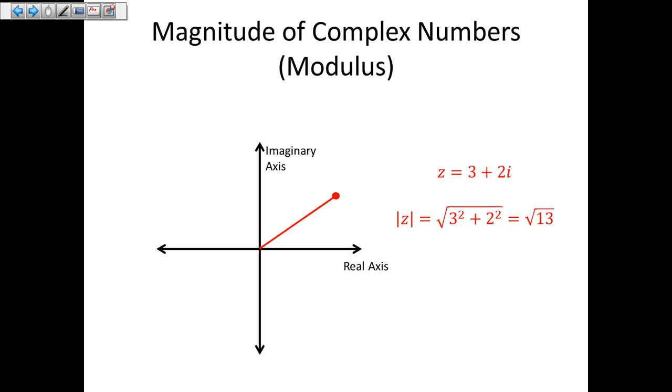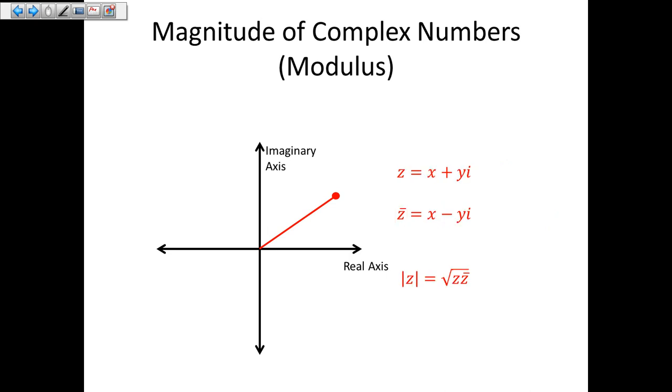Now let's go ahead and find the magnitude of this point if it actually is 3 plus 2i, and that's actually what I plotted. So the magnitude of this complex number is the square root of 3 squared plus 2 squared, which is equal to the square root of 13. Again, should feel pretty familiar.